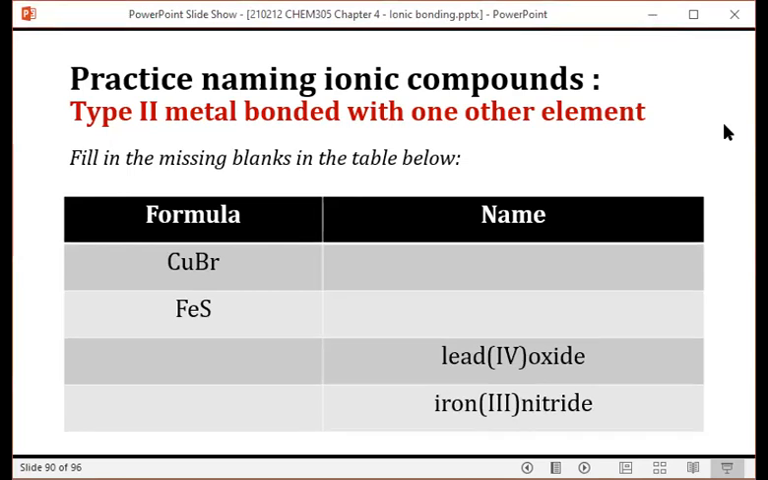Okay, let's do some more type 2 metals. I think these are the trickiest sometimes to figure out because you have to take the Roman numerals into account. Okay, so next we have CuBr. So we have copper. Copper is a type 2 metal, so we're going to have some Roman numerals to tell us the charge on the copper. And then we have bromine, but because it's in an ionic compound, we change it to bromide with the IDE ending. So we have copper, some Roman numeral, bromide is going to be our final name.